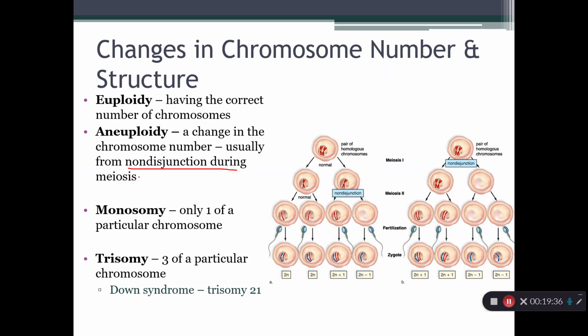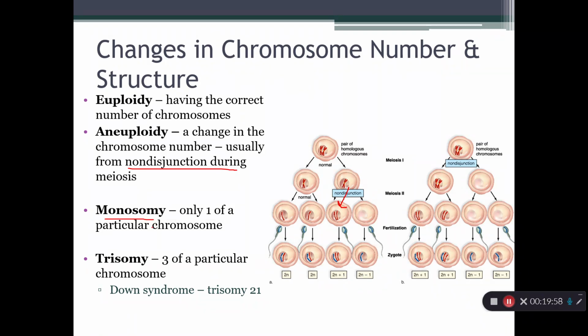Non-disjunction is where the chromosomes didn't sort correctly. One goes to one egg and one goes to the other. If they kind of stuck together, then you would see, like if you look at this image right here, it's supposed to have 2, but the chromosome didn't separate correctly. Monosomy is when it only has one.